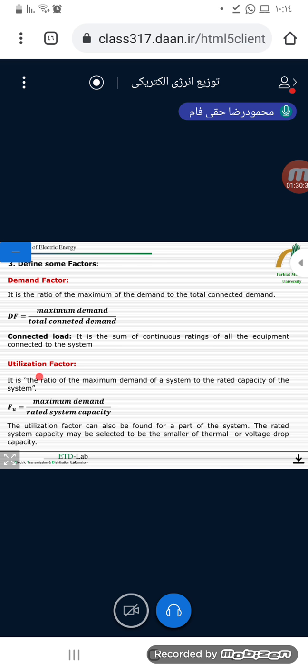The utilization factor can also be found for a part of the system. You can use the utilization factor for a generator, for a transformer, for feeders and other things.